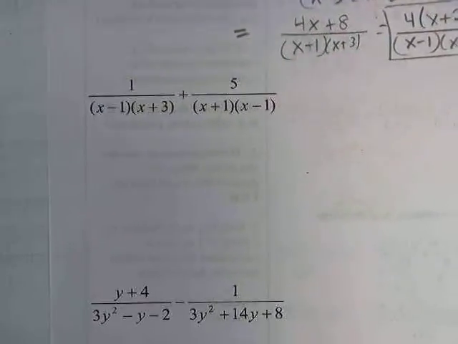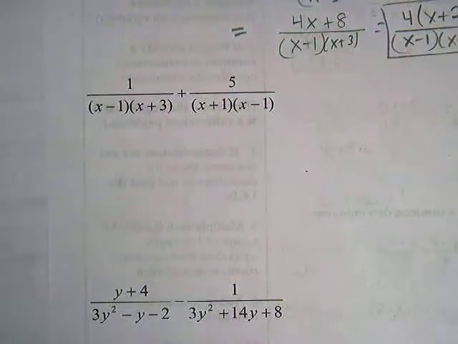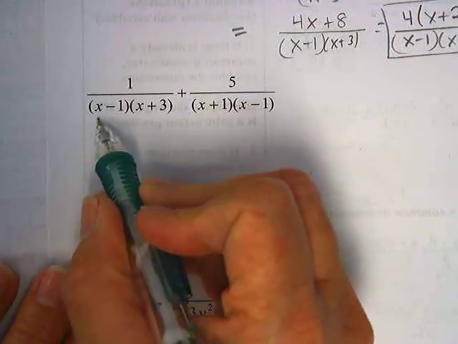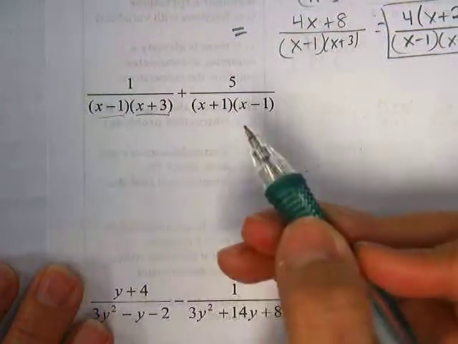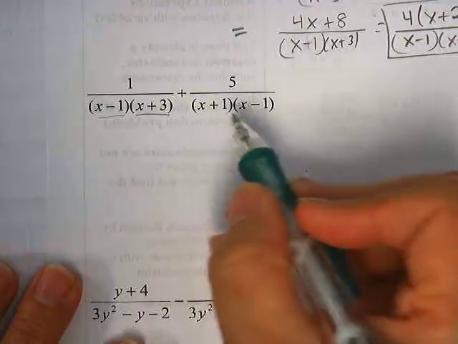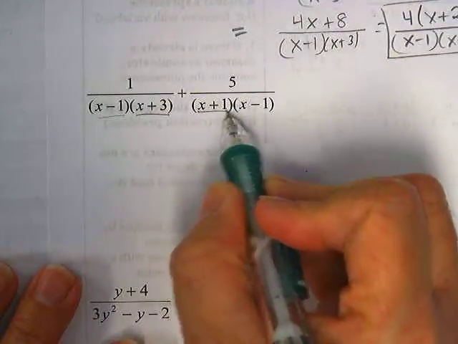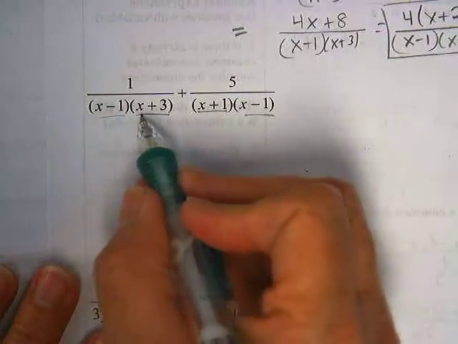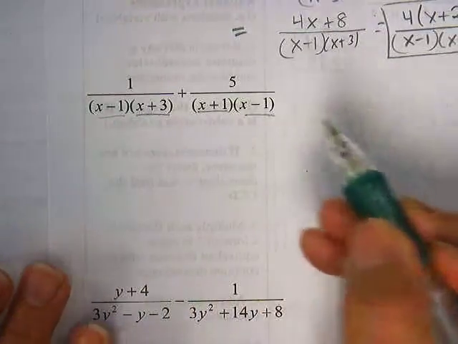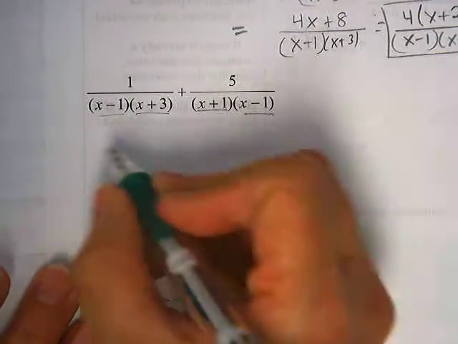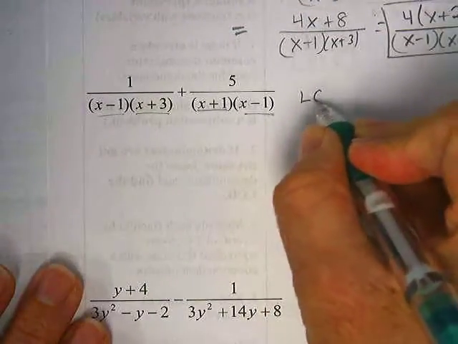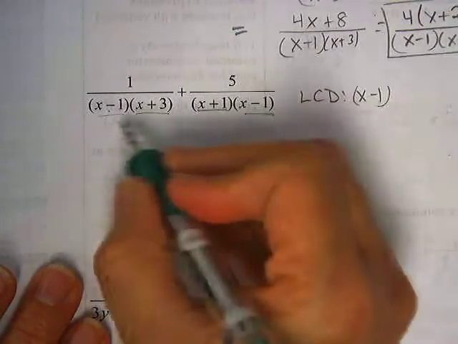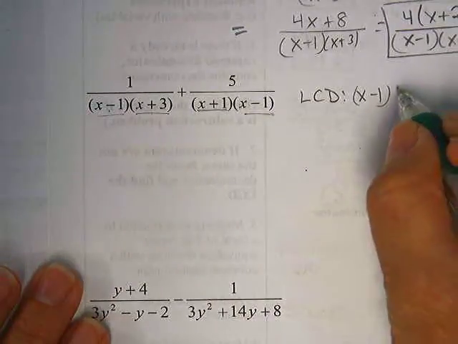Okay, let's take a look at this next one. Ooh, thankfully it's already factored for us. So my first fraction, I have an x minus 1 in the denominator and an x plus 3. Second fraction, I have an x plus 1 and an x minus 1 in the denominator. Now every unique factor must be in my common denominator. So our lowest common denominator is going to be x minus 1 multiplied by x plus 3.